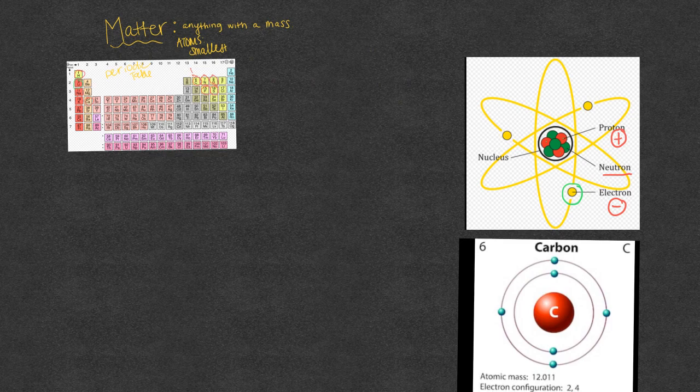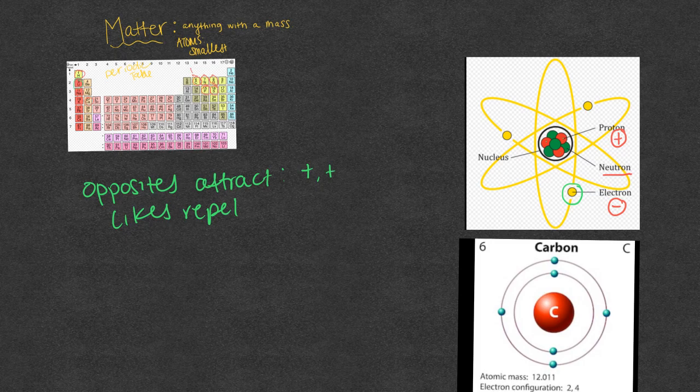Remember the saying, opposites attract and likes repel. So this means that positive will repel positive, or negative will repel negative. They don't want to be next to each other. Positive and negative charges are attracted to each other. So they're going to want to be close together. And this is important when we're talking about bonding.